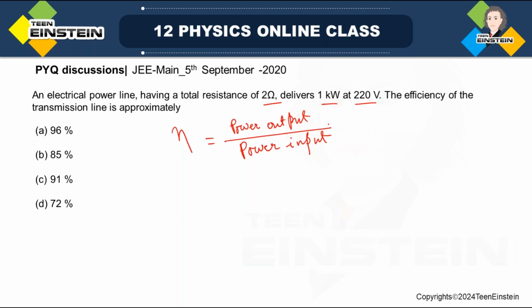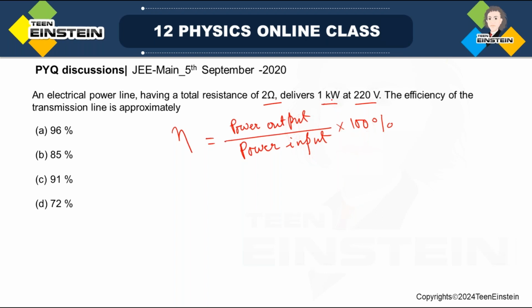Power output by power input. So this is actually the efficiency, and with multiplication of 100 we'll get it in percentage. So this is the thing.